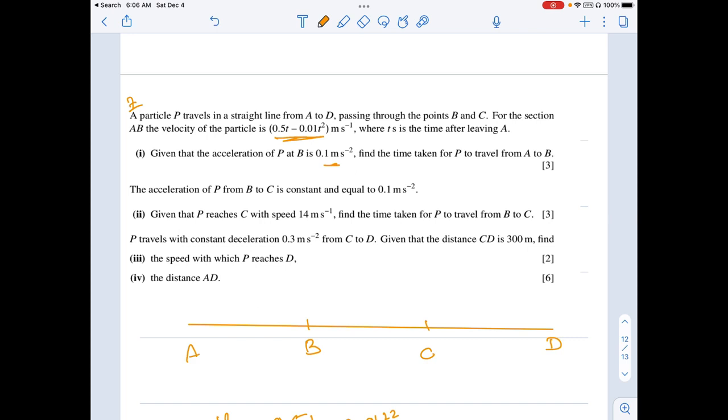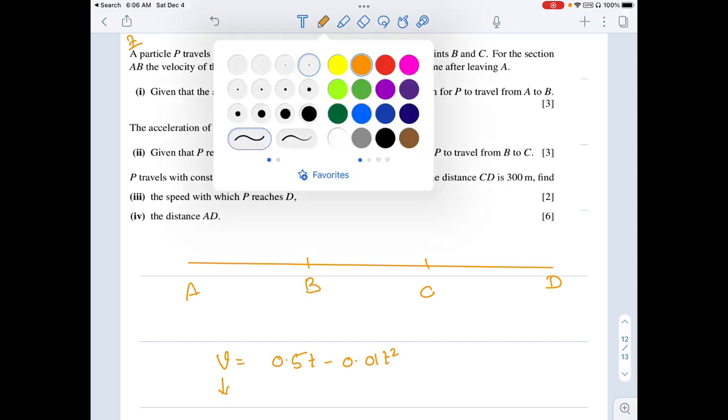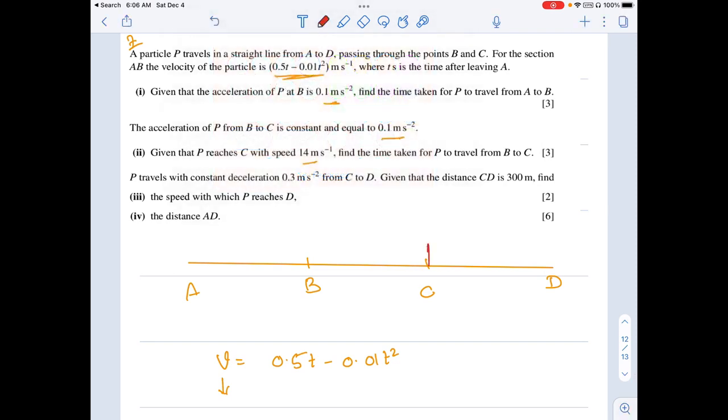Next part. The acceleration from B to C is constant and is equal to 0.1 meter per second square. Given that P reaches C with a speed of 14 meters per second, find the time taken to travel from B to C. So at C, the velocity was 14 meters per second. Now here the time was 20 seconds. What we are asked to find is the time over here. So let this one be T1, and this T2. From A to B, it has taken 20 seconds.